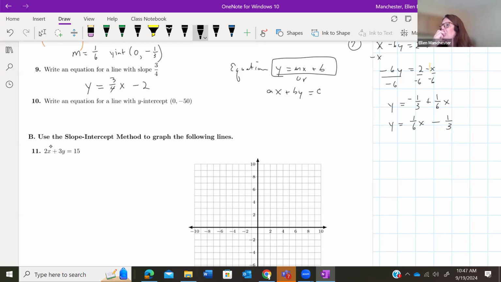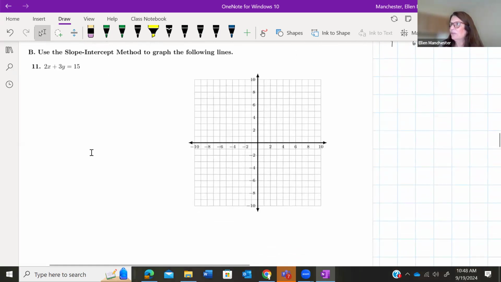Okay. And then 10, you're writing an equation of the line where the y-intercept is -50. So again, doesn't matter what your slope is, as long as I have -50 as my y-intercept, you're good to go. Okay. So that's all the basics. There's all your basics. Now let's get to the graphing.